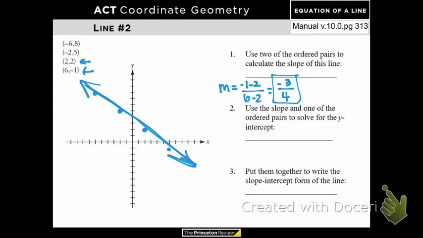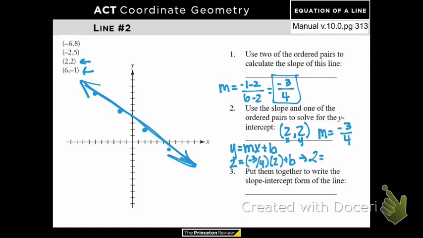Number 2, use the slope and one of your ordered pairs to solve for the y-intercept. Okay, so I'm going to use the point 2, 2. Again, I like to use positive numbers. That's easier for me. Then we found that m is equal to -3/4. So what I want to do is set up my equation here. y equals mx plus b, and then I'm going to plug in what I know. My point gives me my x and my y value, and then I know my slope is negative 3/4. So I'll get 2 equals negative 3/4 times 2 plus b. And then I just need to solve for b.